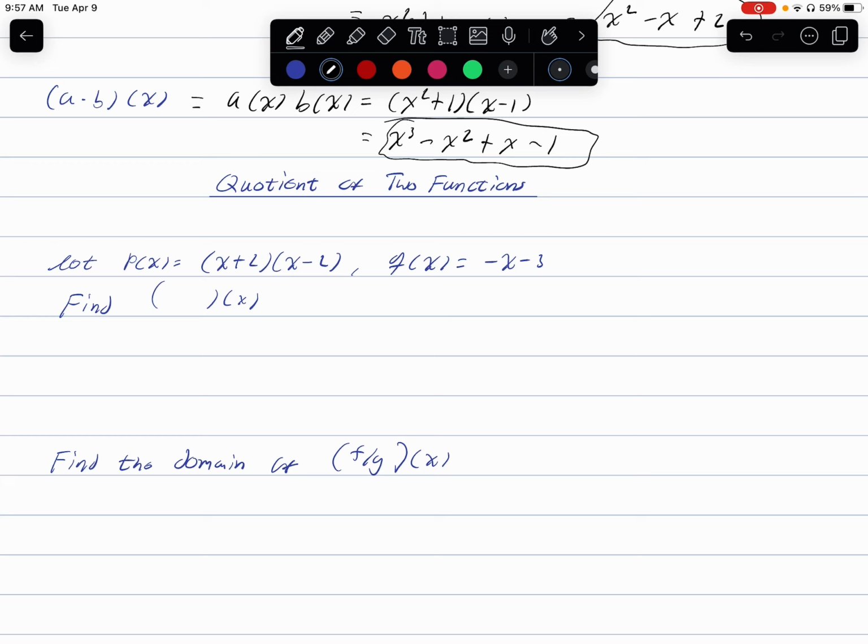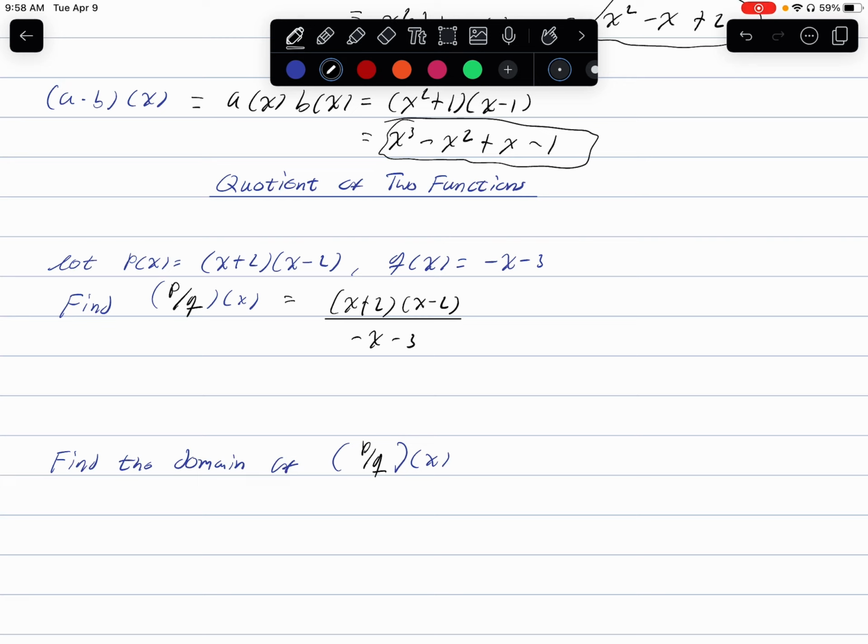p over q of x. If we want to find p over q of x, let's first write that out. The numerator is going to be x plus 2 times x minus 2, and then in the denominator we're going to have negative x minus 3.